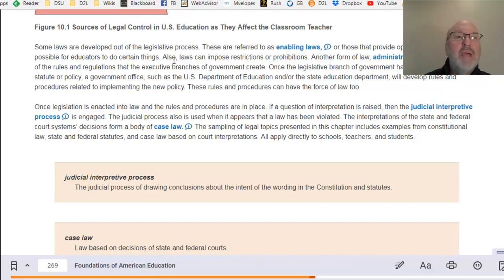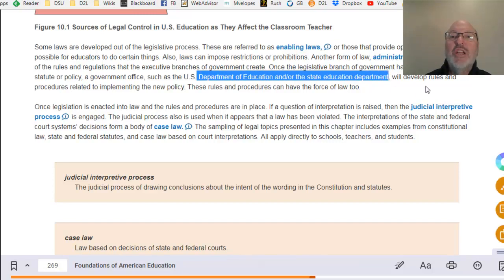Enabling laws provide opportunity to make it possible for educators to do certain things. Administrative law is made up of rules and regulations that the executive branches of the government create. Okay. And then government has established a new statute or policy, and a government office, such as the Department of Ed, develops rules and procedures to do this. My wife was in the legislature here in South Dakota for a number of years, some years back. And her contention was that this was more powerful than your ability to make law: the state departments that could interpret those laws, develop rules and procedures. And as a legislator, you never knew where this would go or if it would be challenged in court.